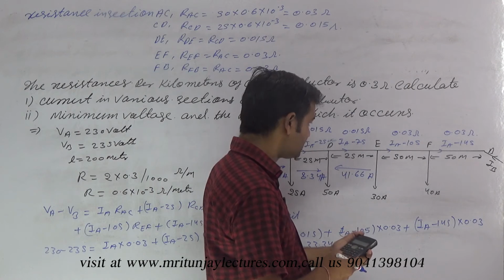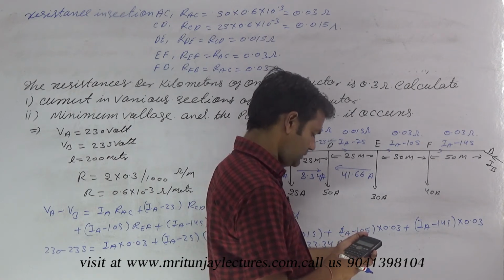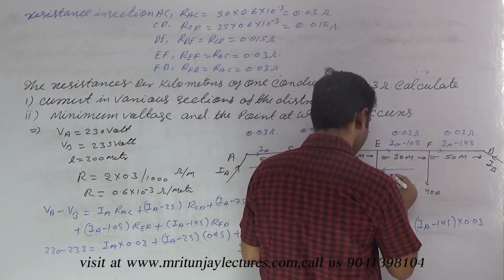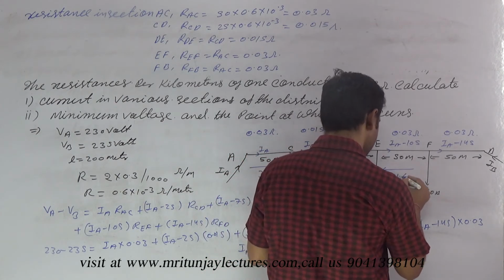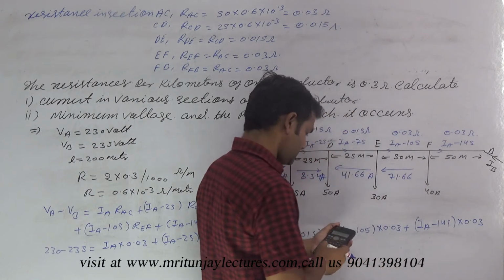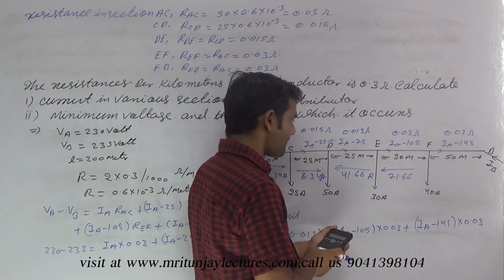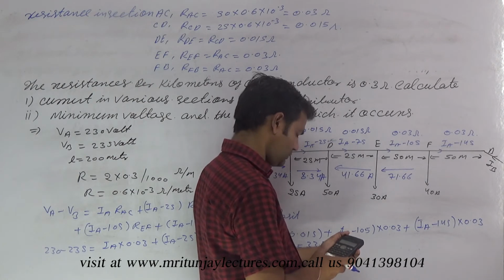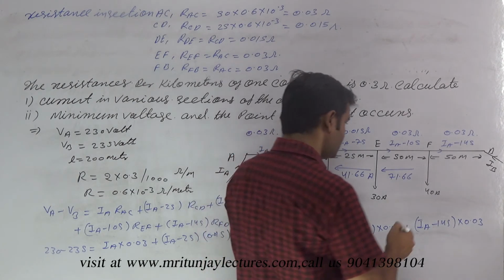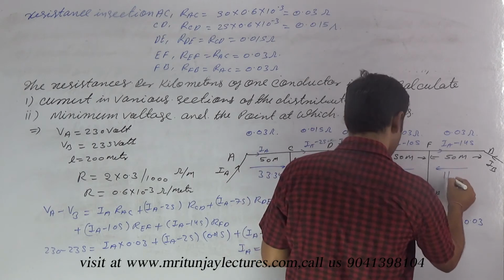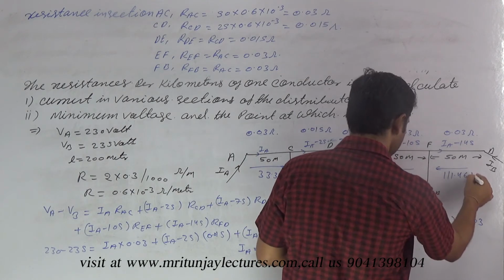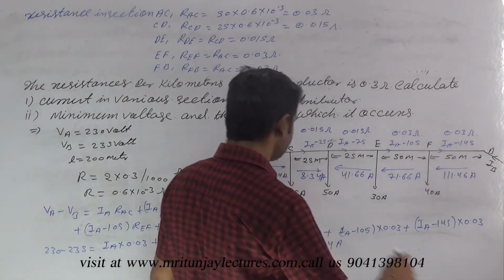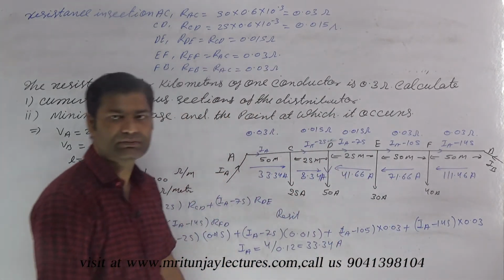Okay, now here 105 minus 33.34, that is 71.66, and here 33.34 minus 145, that is we got 111.46 ampere. Clear? What about maximum current we got in this section?